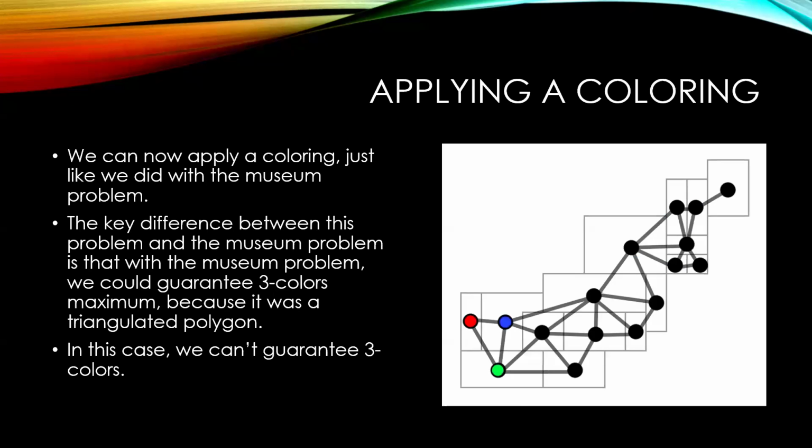Once we do that, we can do a coloring, just like we did with the museum problem. The key difference between this problem and the museum problem is that with the museum problem, we could guarantee 3 colors maximum because it was a triangulated polygon. This is not a triangulated polygon. And so we might not be able to. In this case, we can't guarantee a 3 coloring.